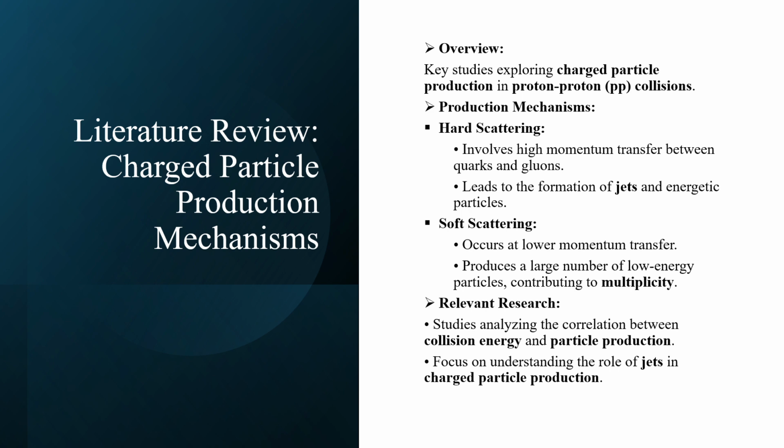Whenever there is hard scattering, energetic particles are produced, and whenever there is soft scattering, low energy particles are produced. Soft scattering occurs at low momentum transfer, while hard scattering involves high momentum transfer between quarks and gluons. Soft scattering produces a large number of low energy particles after the collision of either PP or lead, anything.